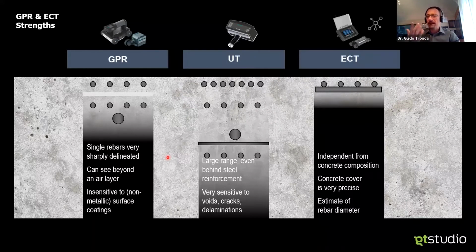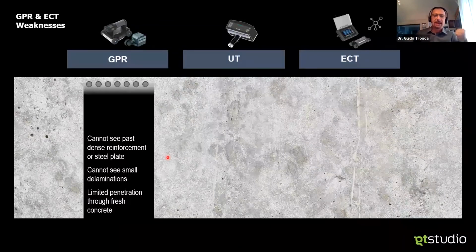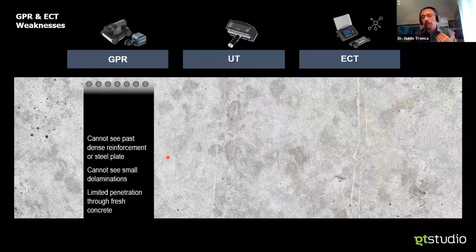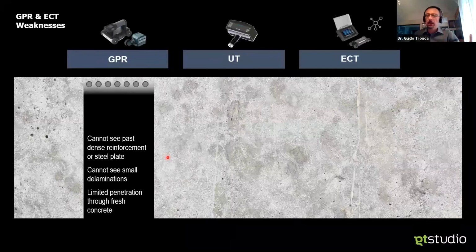Now let's turn the medal and look at the other side. We said that GPR is a sniper for steel. If there is too much steel, then I will easily not pass that barrier, and my information will stop. The energy will be highly absorbed by a heavily congested reinforcement. We said that it can pass an air interface, which means that it will not be the most sensitive for small air-based defects, delaminations, and cracks.